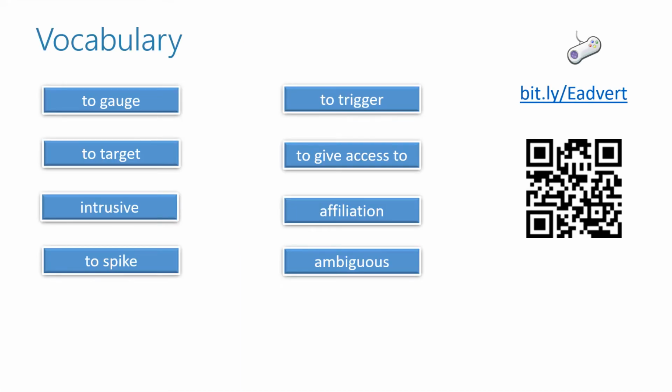There are some words in the video that you might not have understood from the context, so let's see what they mean. There is a link, bit.ly e-advert, and a QR code, and if you type in this link or scan the code, you'll find a matching game where you have to connect the words and their meanings. So please pause this lesson now and try to solve the task.